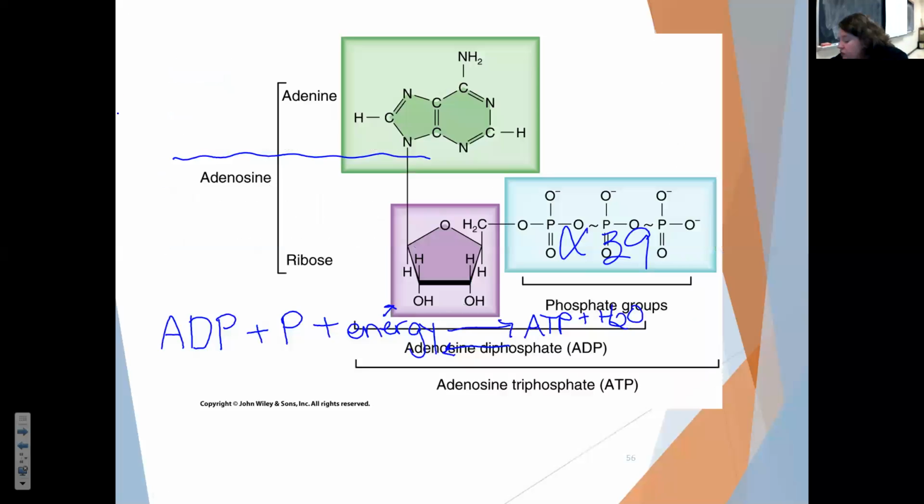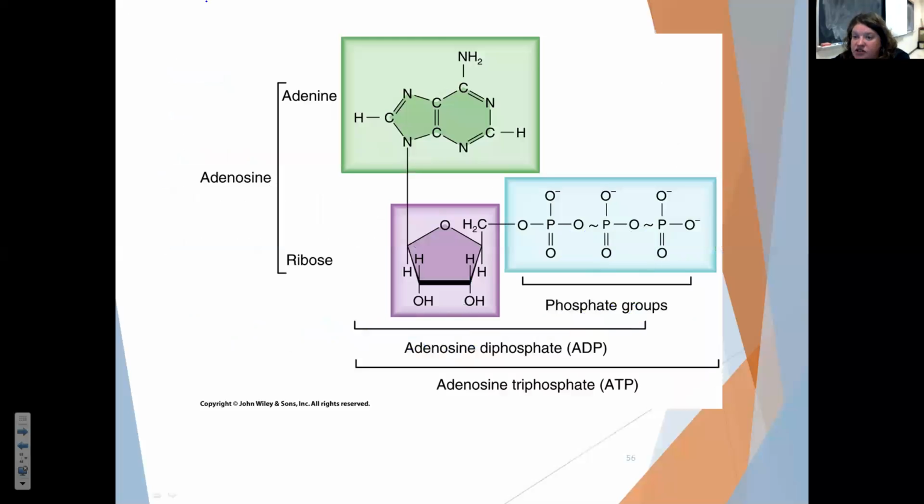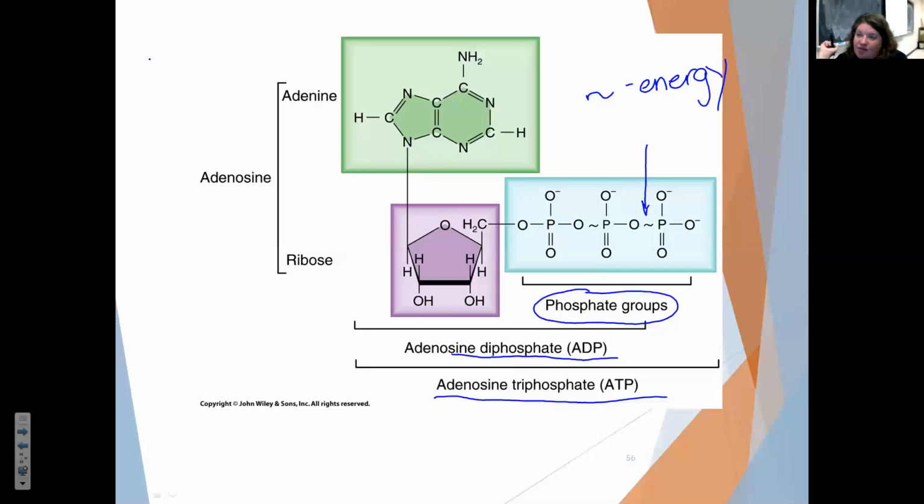And so what they show you is kind of a little bit of a representation. Adenosine has a part that's called adenine and a part that's called ribose. But what's important to us are these phosphates that are attached. If there's two phosphates, we call that adenosine diphosphate. If there's three phosphates, we call that adenosine triphosphate. And you see this covalent bond is actually denoted by a wavy line. That wavy line tells us that there can be energy stored in that chemical bond.